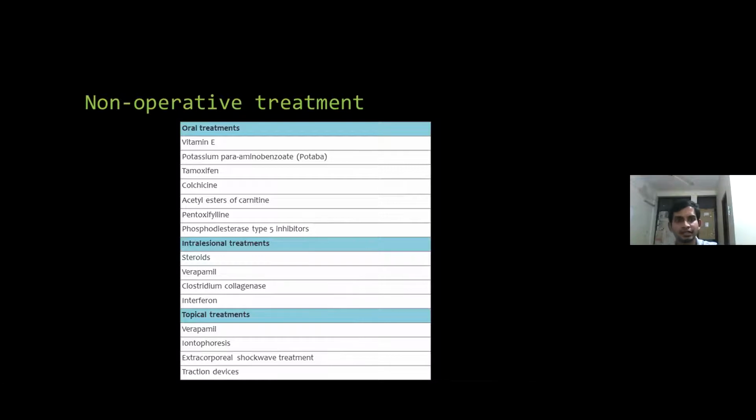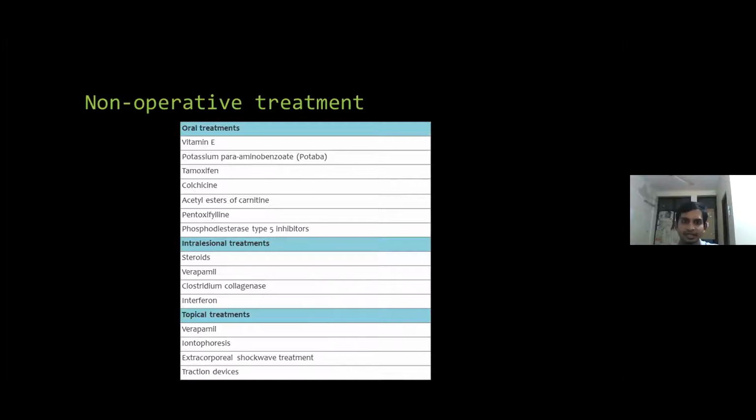There are several non-operative treatment options: oral treatment, intralesional treatment, and topical treatment. Studies show that none of the oral treatments are good at reducing penile curvature and improving length. Only pentoxifylline has some effect, but most of the AUA and EU recommendations do not suggest starting oral treatment.